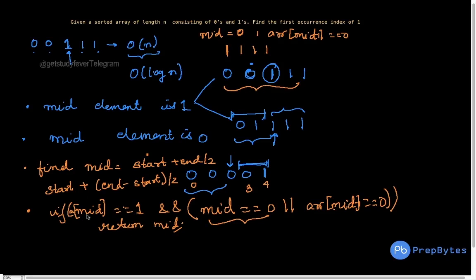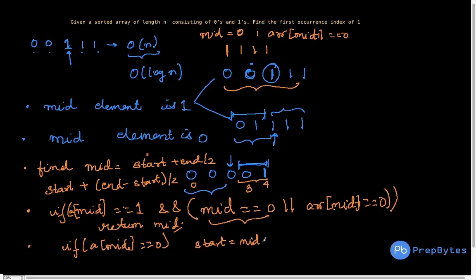And if this condition is not true, another condition we have is that if arr of mid is equal to 0, in that case we will make a recursive call. If a of mid is equal to 0, we'll do our searching. In this case, we are here at this particular place. We have to search in the second half. So we'll update our start to mid plus 1, and our end remains as it is.